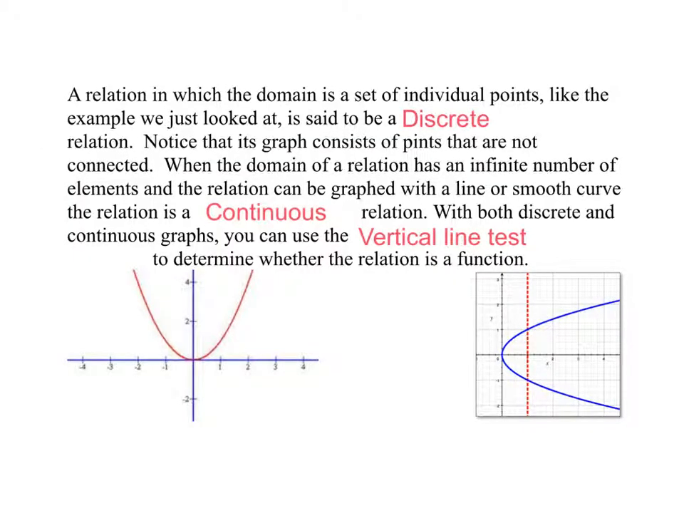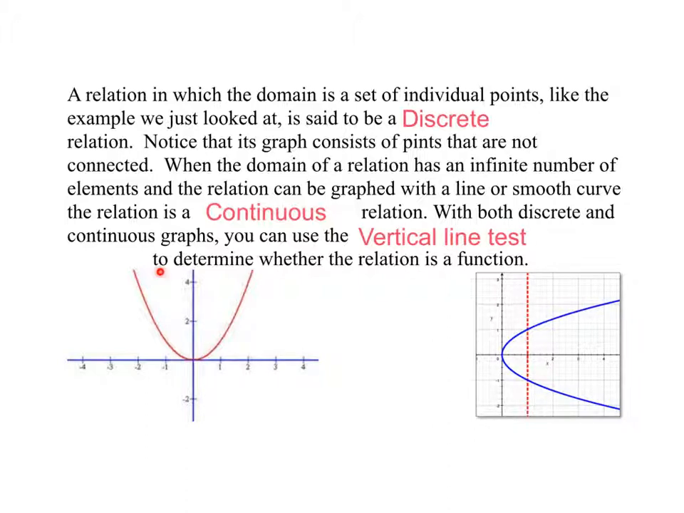A relation in which the domain is a set of individual points, like the example we just looked at, is said to be a discrete relation. Notice that its graph consists of points that are not connected. When the domain of a relation has an infinite number of elements and the relation can be graphed with a line or smooth curve, the relation is a continuous relation. With both discrete and continuous functions, you can use the vertical line test to determine whether the relation is a function. And this is what I was just talking about.